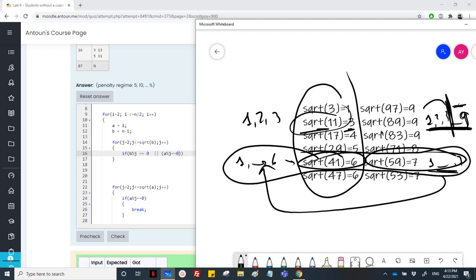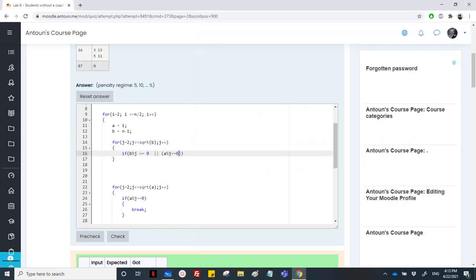I cannot check whether the number here, 11, is divisible by 4, 5, 6, because we don't need that. So the theory doesn't stipulate that. So if A modulo J, and so we can do that before. So J should be less or equal to square root of A. So I should be sure about that, and A modulo J equal to 0.